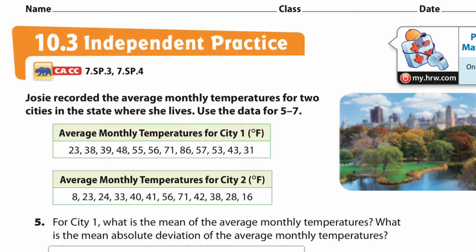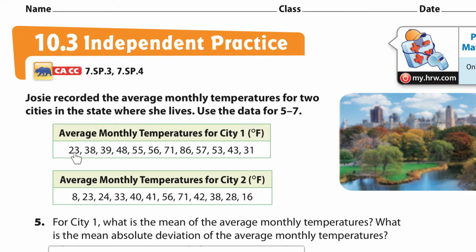Hi, and welcome to lesson 10.3, the independent practice. First we have Josie, who recorded the average monthly temperatures for 2 cities in the state where she lives. Use the data for numbers 5 through 7.